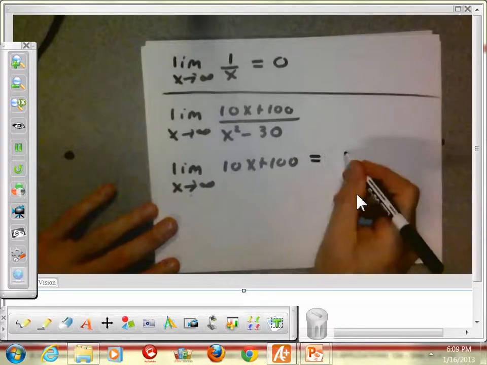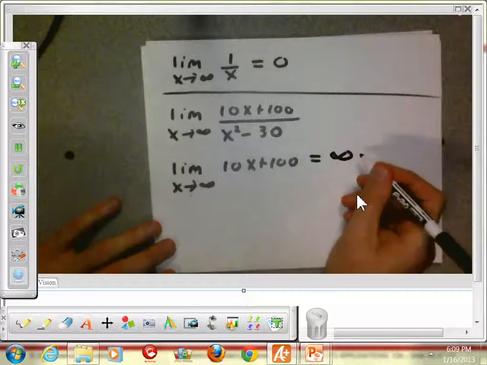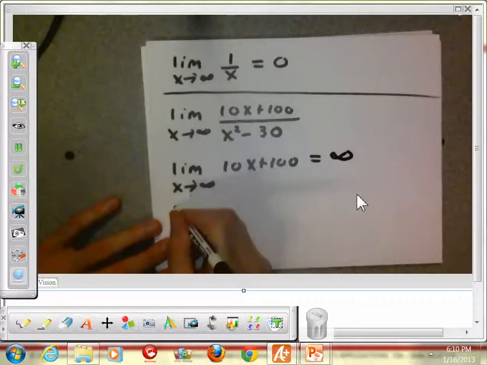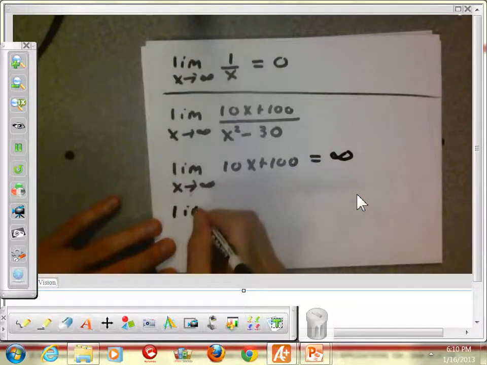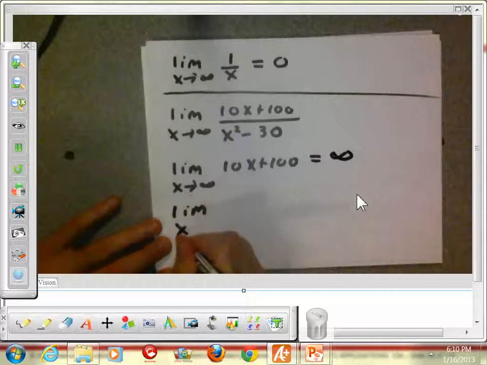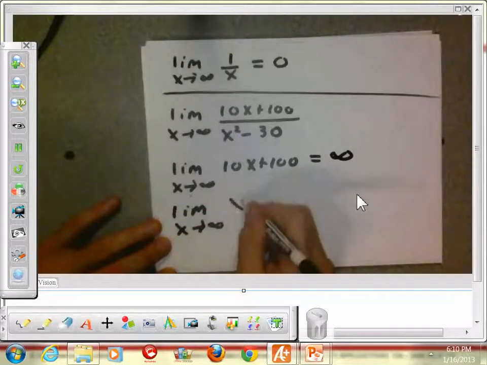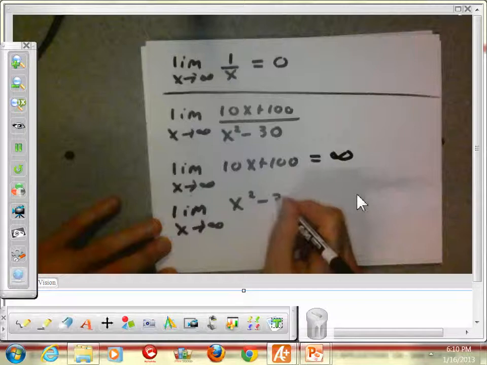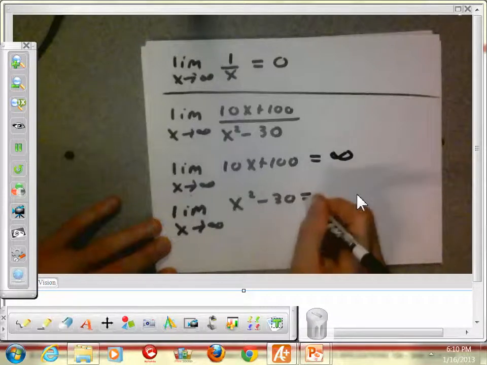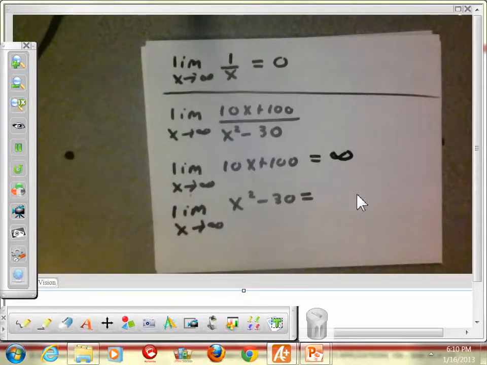All right? And if we take the limit of the bottom, which is x squared minus 30, right? As x goes to infinity, what should x squared go to? Infinity. Is subtracting 30 going to change anything? No. Because you just keep making this bigger and bigger and bigger. You're not slowing it down, right?